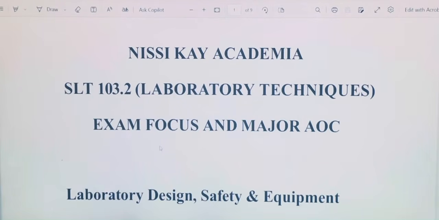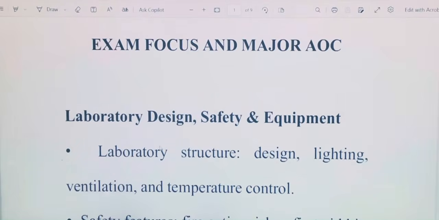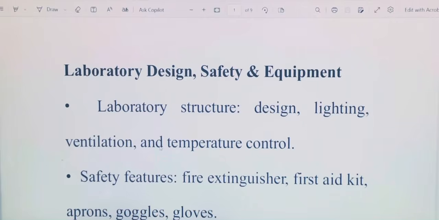So of course, you have to understand laboratory design. We study laboratory design, safety, and equipment. Look at everything concerning laboratory structure. If you watch my previous video on the 350 questions that I put together and the entire summary of the course, you would be able to realize how the design of the laboratory is supposed to be, how the lighting is supposed to be, how the ventilation and, of course, temperature control.